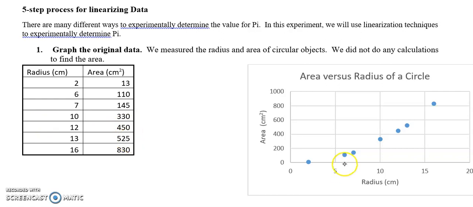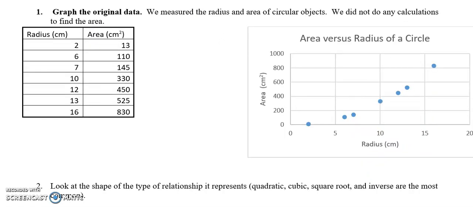So I took all the data, and then I made a graph of the area versus the radius of a circle. Cool. So that's our first step. Great. So now looking at my data, we're going to go to step number 2, which is looking at the shape of the type of relationship it represents for our data. So if we look at this data right here for my graph, it looks, honestly, pretty darn quadratic. Yeah, that looks very quadratic to me. Great. And honestly, I know in my head that it should be quadratic too, so I'm using some of my known knowledge as well.